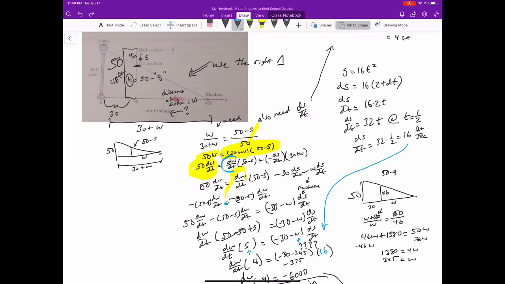Derivative of the front. The derivative of 30 plus W is, the 30 is a constant, so just dW/dt, and then leave the back alone. On the back side, take the derivative of the back, and then leave the front alone. Derivative of the back is the derivative of 50 minus S, which is just, derivative of 50 is 0, and derivative of negative S is our dS/dt. And then leave the front alone there.